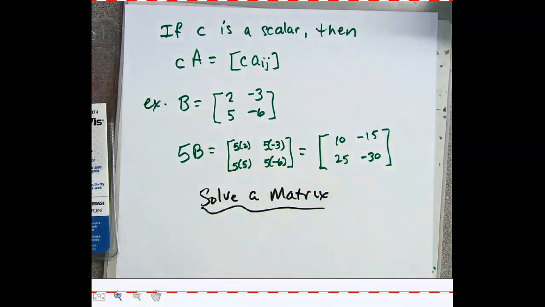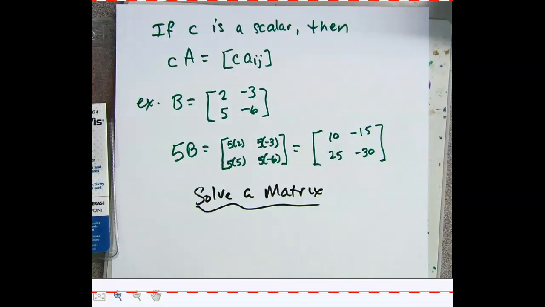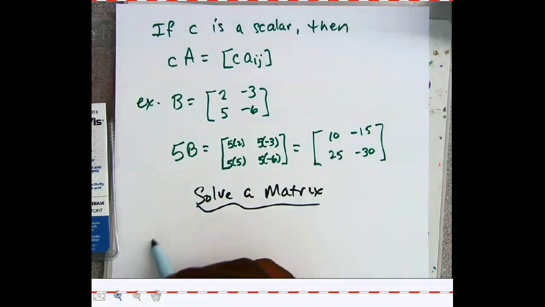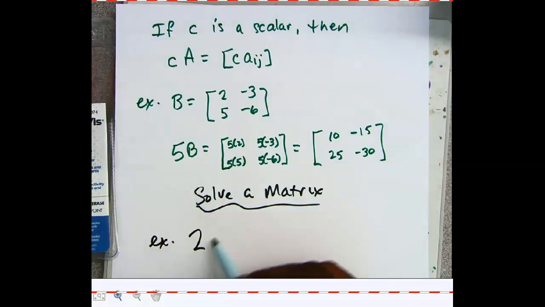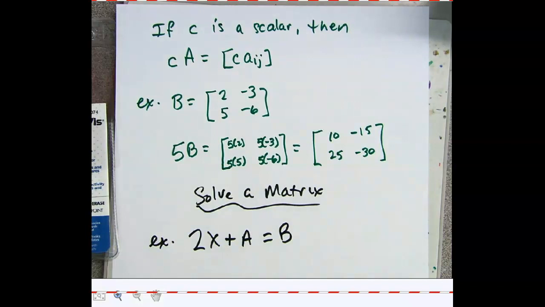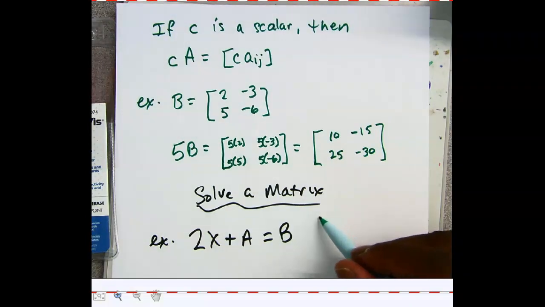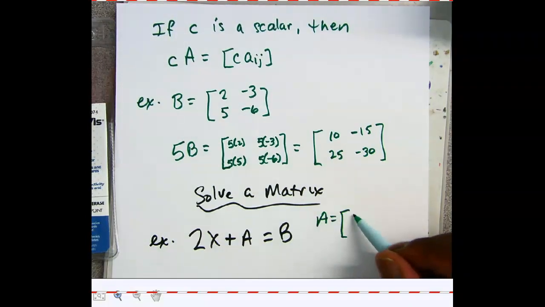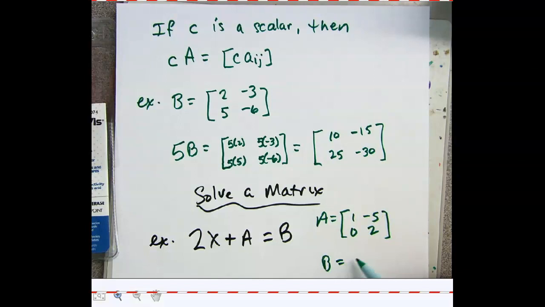All right, so our last part for today's notes is how are we going to use all of these properties of matrices to solve a matrix? And we'll just start right off with an example. 2 times matrix X plus matrix A is equal to matrix B. And we're going to define matrix A. It's 1, negative 5, 0, and 2. And matrix B, negative 6, 5, 9, and 1.